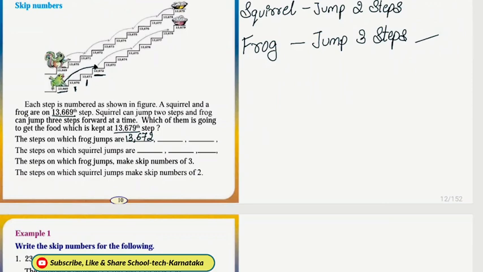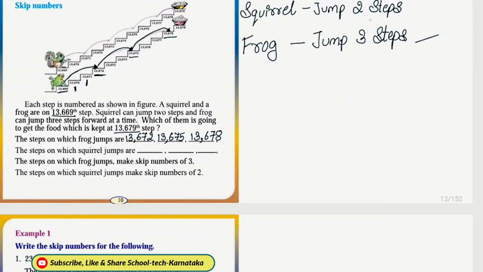From the 13,672nd step it jumps once again and reaches the step 13,675. From 13,675 it jumps once again and reaches the step 13,678.